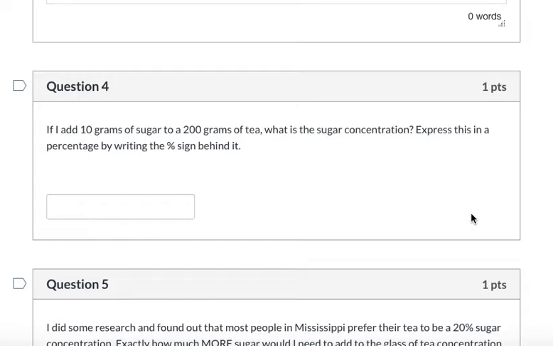Question number 4. If I add 10 grams of sugar to 200 grams of tea, what is the sugar concentration? Express this in a percentage by writing the percent sign behind it.